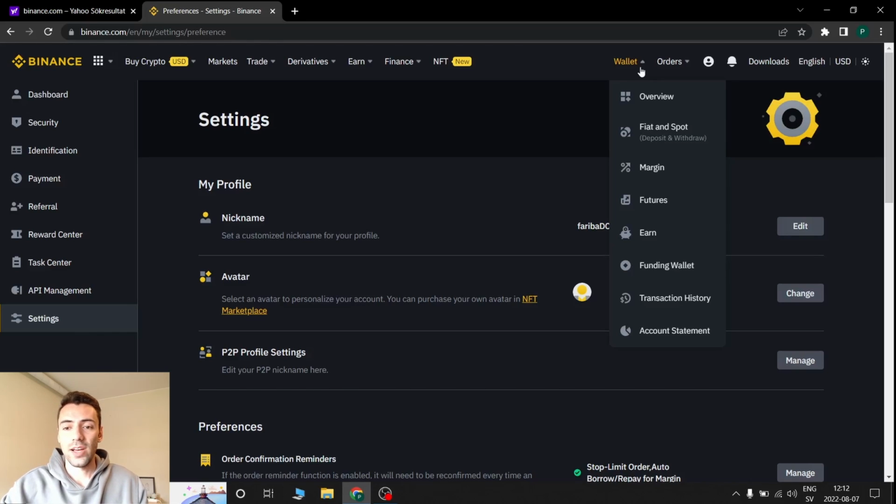And here in the wallets, you have the wallet for each part separately. You have the overview. You have actually the wallet for fiat and spot part, where you can normally trade without any leverage. You have margin and future, which we use the leverage for actually trading.